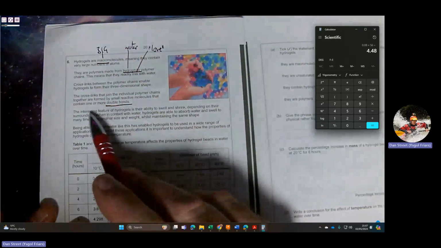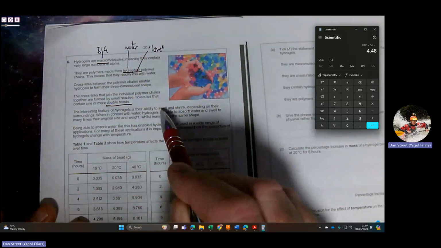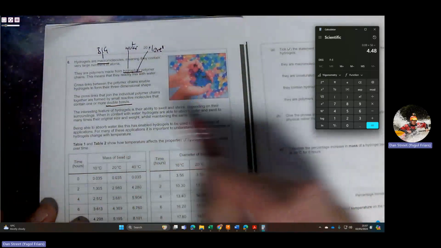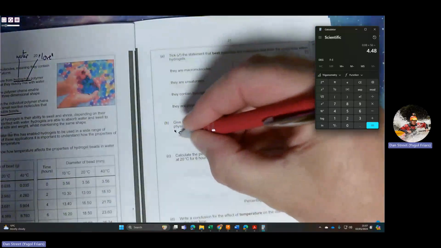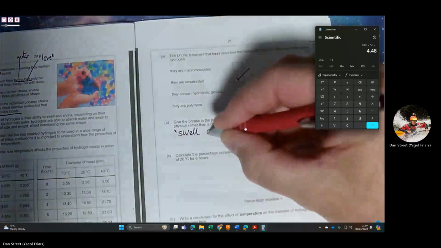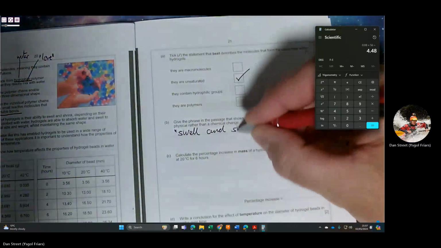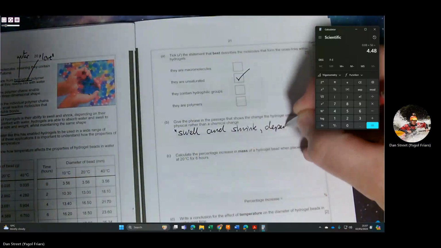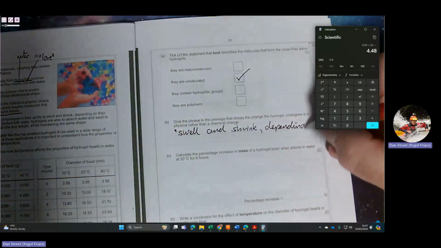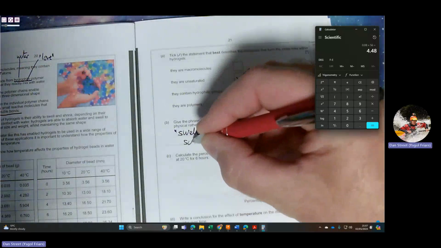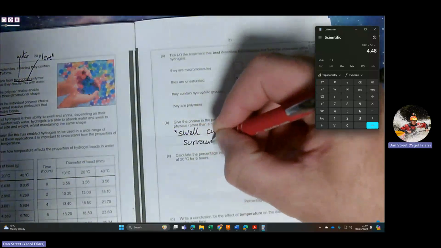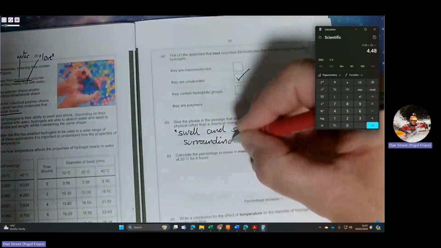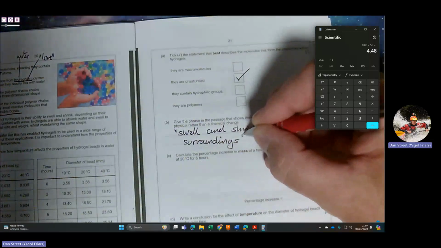Okay, right. So the interesting feature of hydrogels is their ability to swell and shrink depending on their surroundings. So the phrase we're looking for is swell and shrink depending on surroundings. So that suggests a reversible change, which is the definition of a physical change.